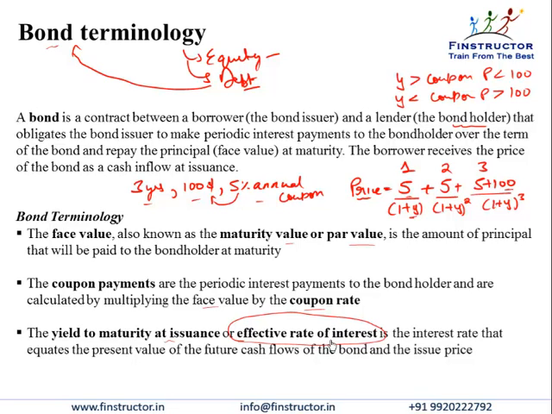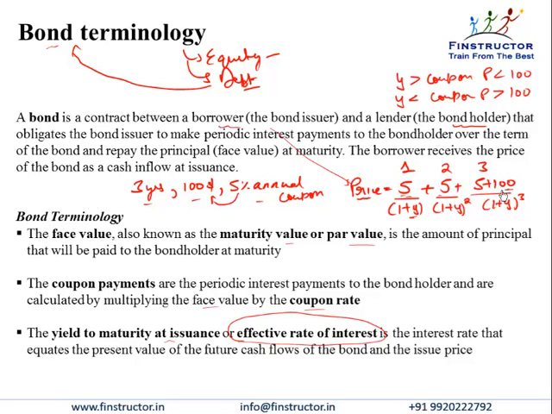Please note that at issuance, the company or the borrower will receive this amount as a cash inflow from financing and will subsequently have to make coupon payments and principal repayment at maturity. The coupon payments are a cash outflow from operations, whereas the par value repayment at maturity will be a cash outflow from financing.